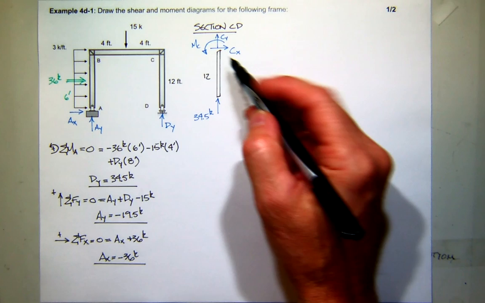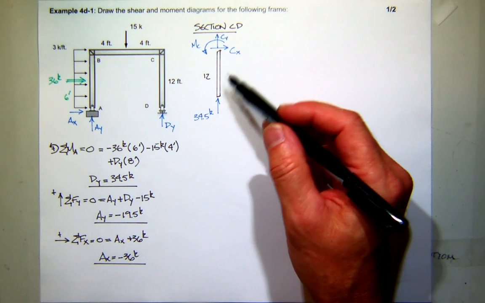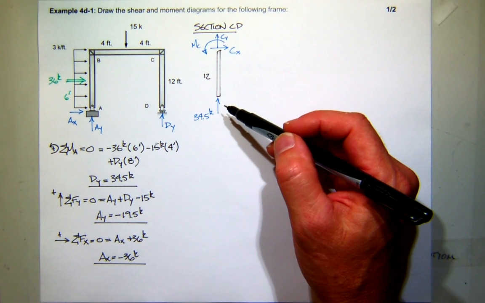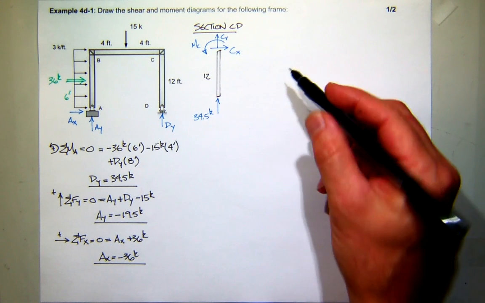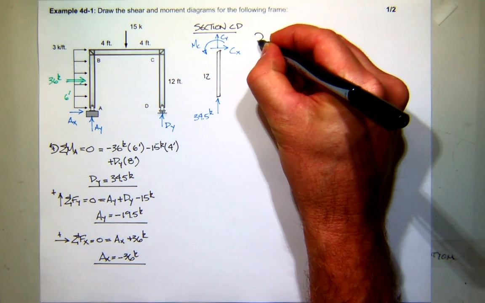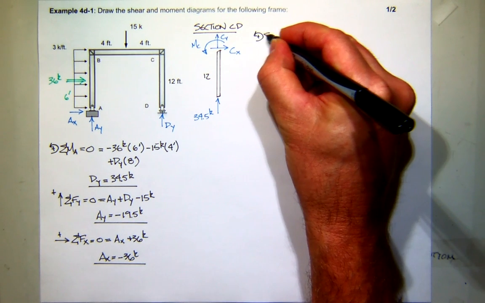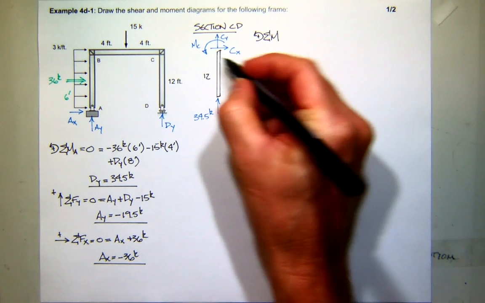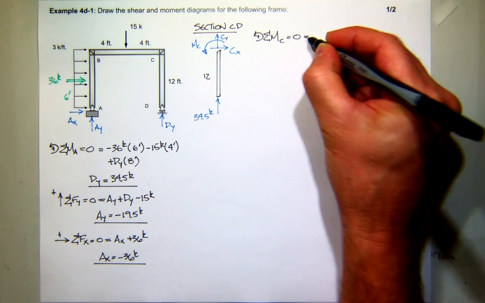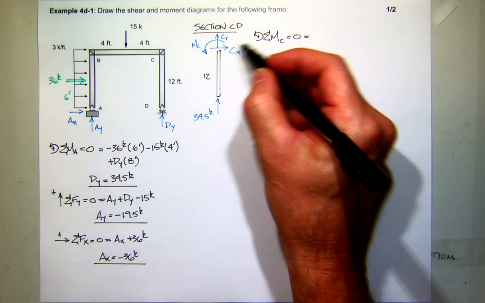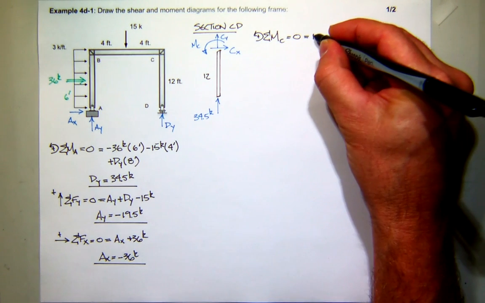Now, getting back to an earlier comment, where's a good place to sum moments when you set up for sections? Pretty much always at the section. So let's do that. Again using the right-hand rule, I'll sum the moments, and the section I cut was at C. Make sure it's in equilibrium. Using the right-hand rule, this moment's positive.